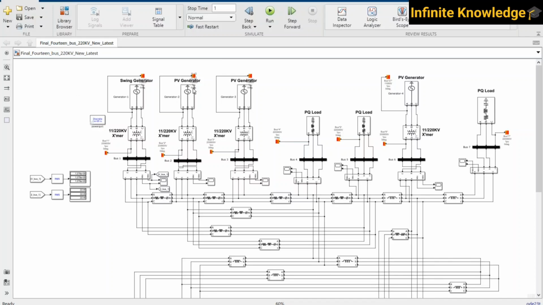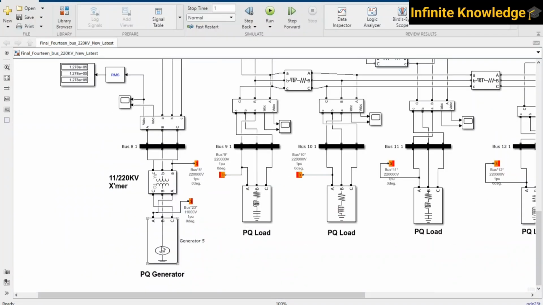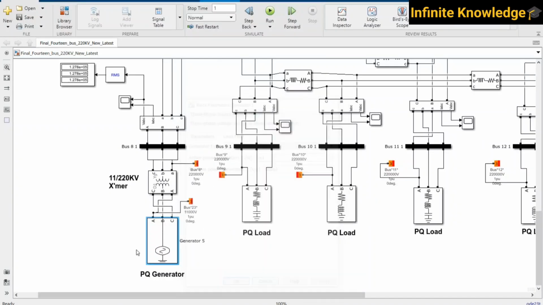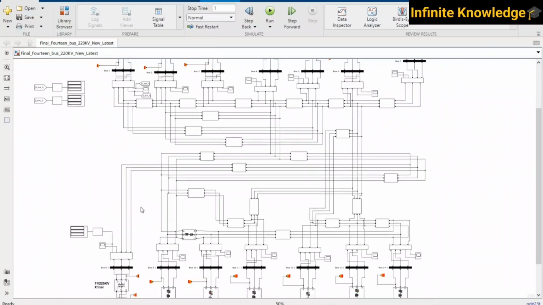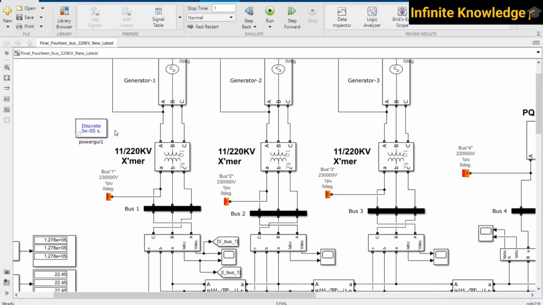These are the PV generators. PV generators are used to provide reactive power to the system, and the PQ generators have some specific capacity, and according to this capacity they provide power. No matter what the load is, they just provide this much power to the system. There is no control.